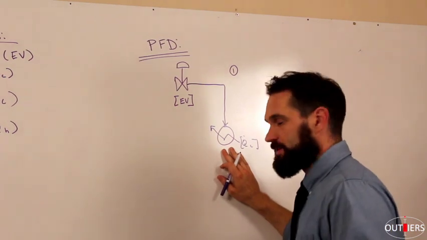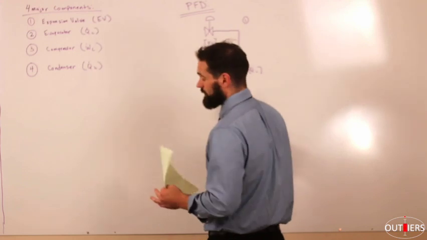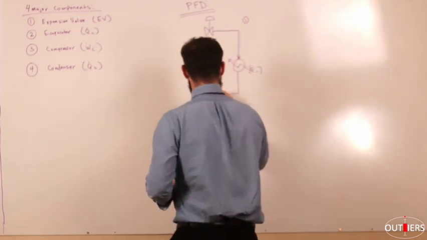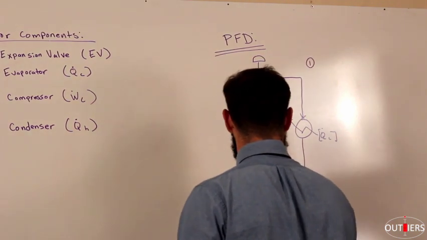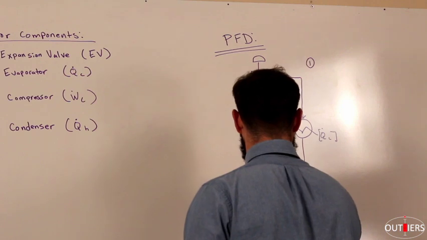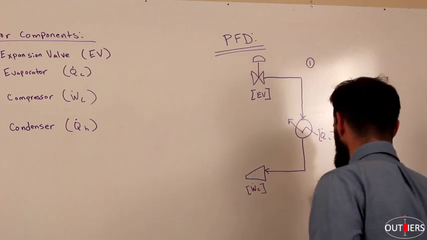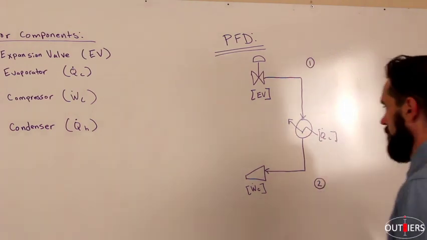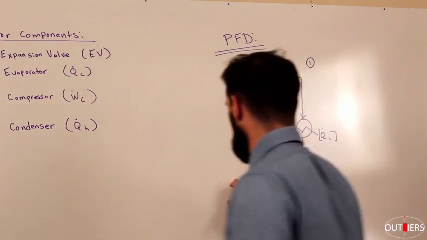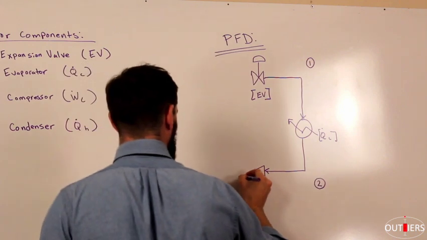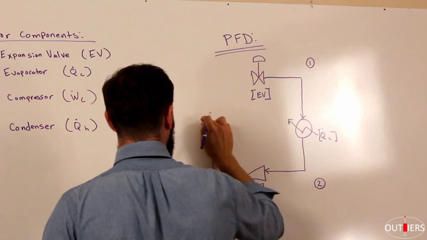So the next step in this sequence is after we come from the evaporator, the working fluid, the refrigerant, is going to come out of the evaporator and go into the compressor. Now between the evaporator and the compressor, we will call this state 2. The next step in the sequence is after the compressor, the fluid is compressed, discharged, and then makes its way into the condenser. Again, another exchanger.